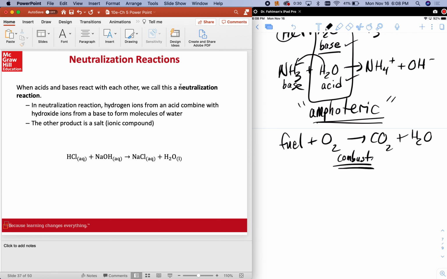This is a neutralization reaction, where you've got an acid and a base together, and what you get is a salt and water. Okay, so you're going to get some kind of ionic compound as one of your products, and water. I guess one type of question on the final would be, given different types of reactions, which one is a neutralization reaction. You're just looking for something where you've got an acid and a base, and you're going to get a salt and water.